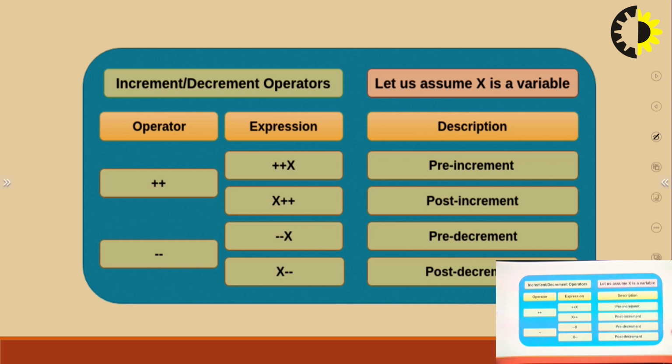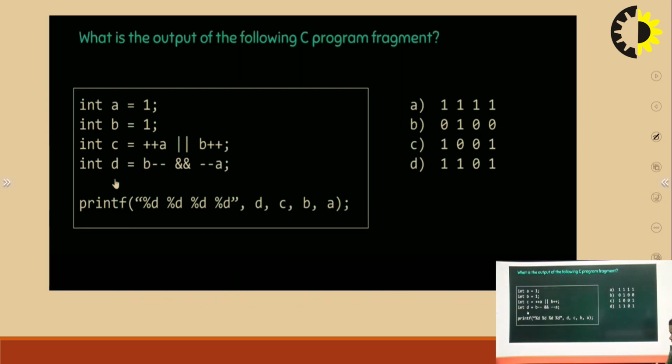Okay. Now, let's solve one question and you will have a better understanding of how the increment and decrement operators work in questions. Now see, A is equals to 1 and B is equals to 1. Alright. Now here int C is equals to, what is this?